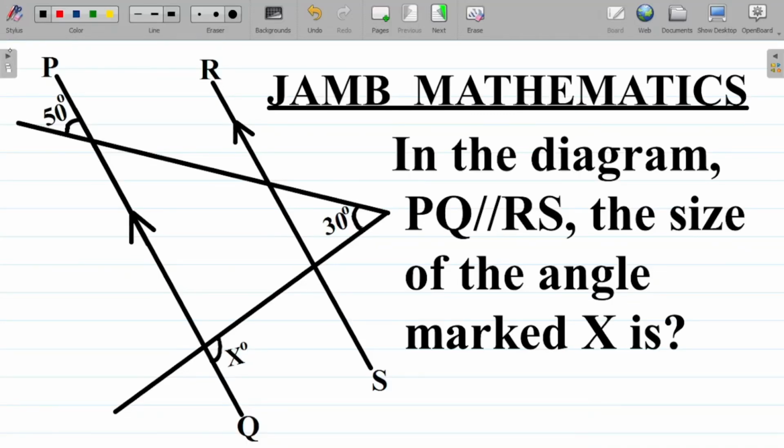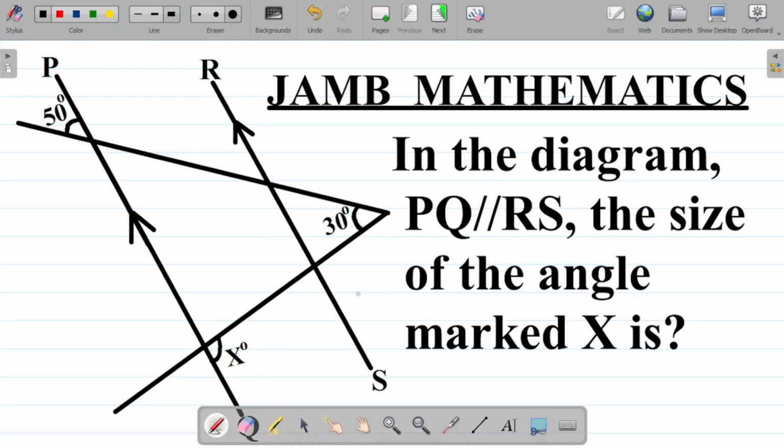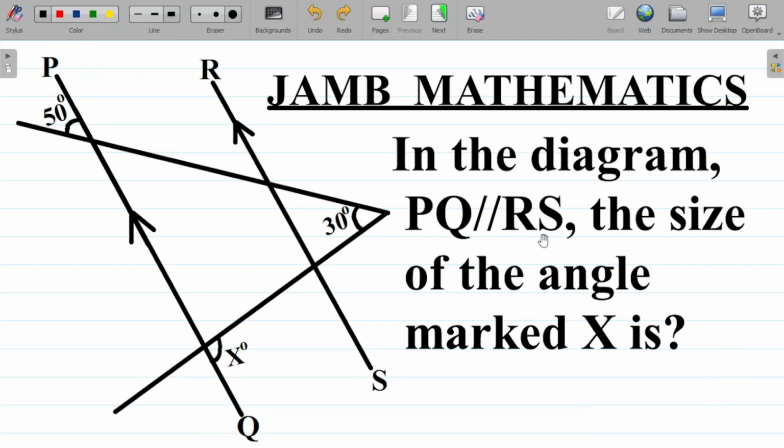In this video, we'll be trying to solve the JAMB Mathematics question as given here. The question says, in the diagram, PQ is parallel, right? So whenever you see this sign here, that's 1, 2 like this, it means parallel. That's saying that PQ is parallel to RS.